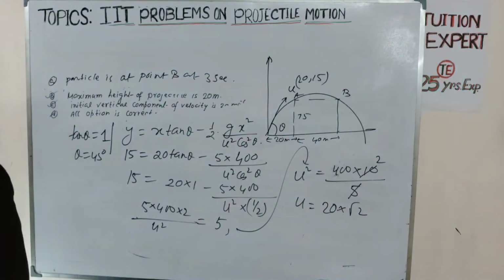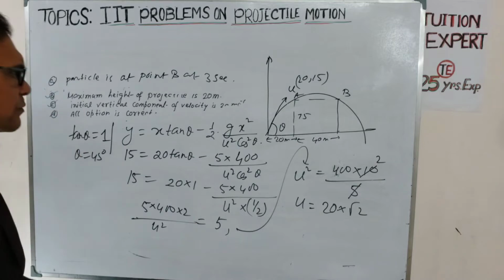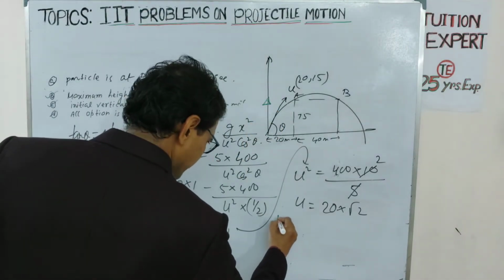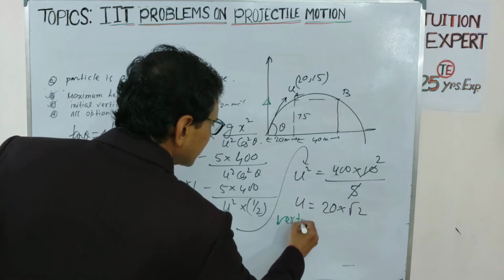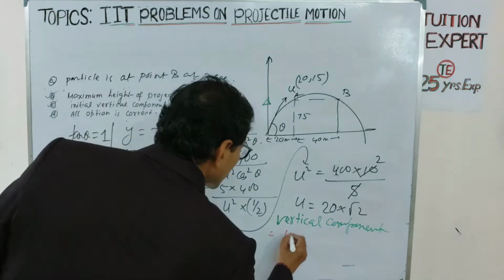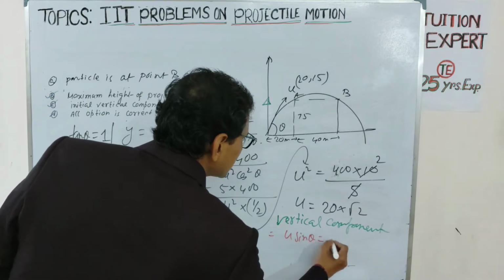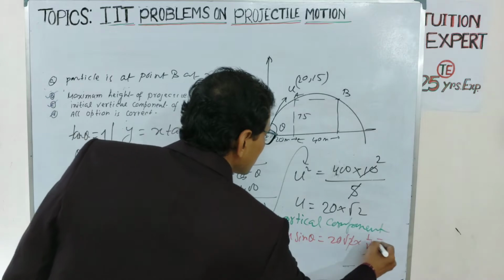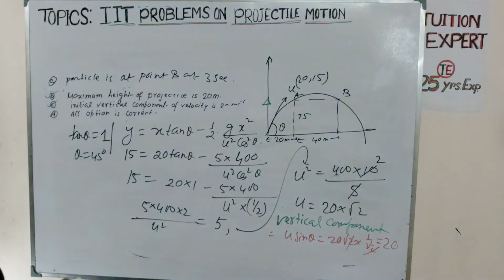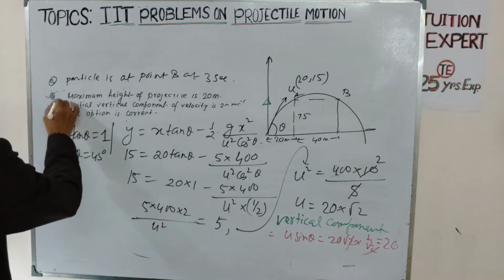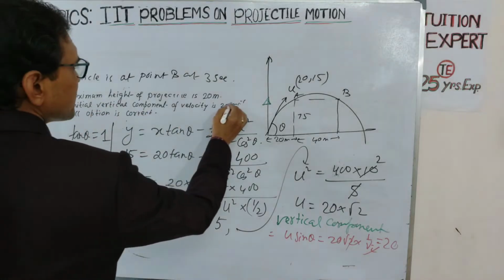So now the vertical component is u sin theta, which is equal to 20 root 2 sin 45 degree, 1 by root 2, that is 20. So the initial vertical component of velocity is 20 meter per second.